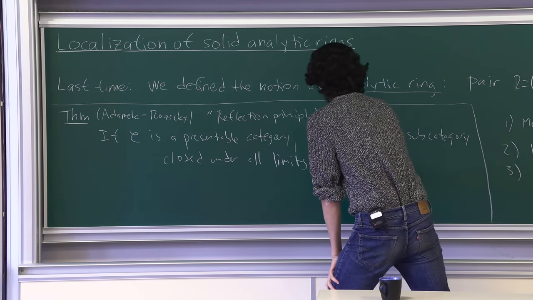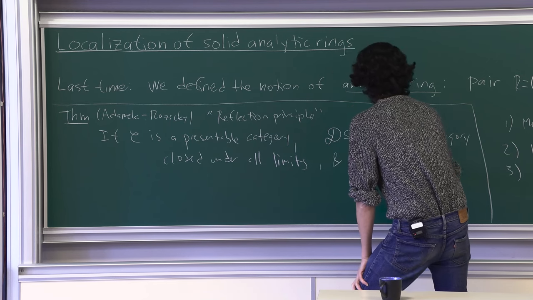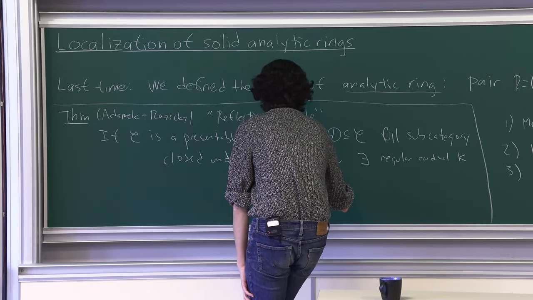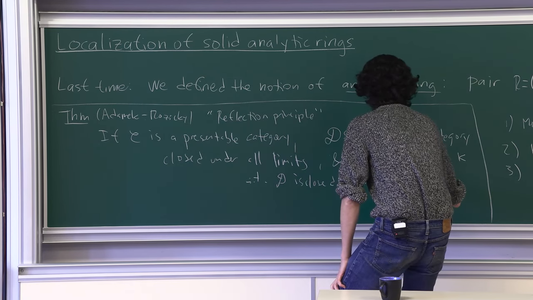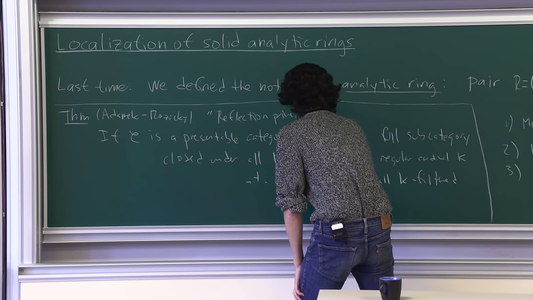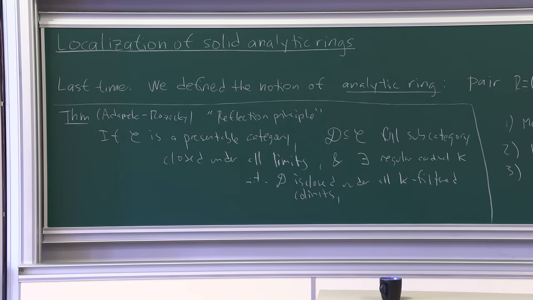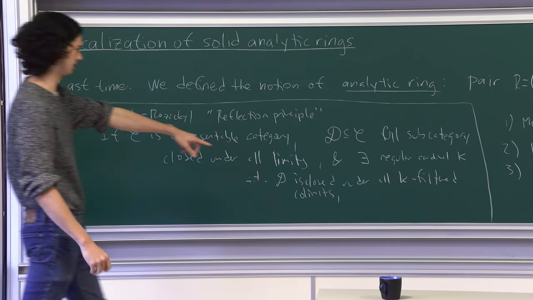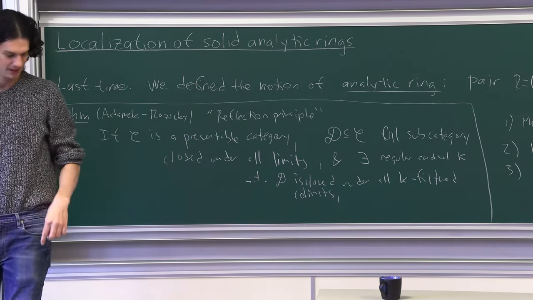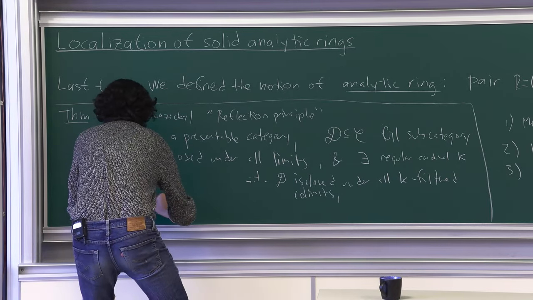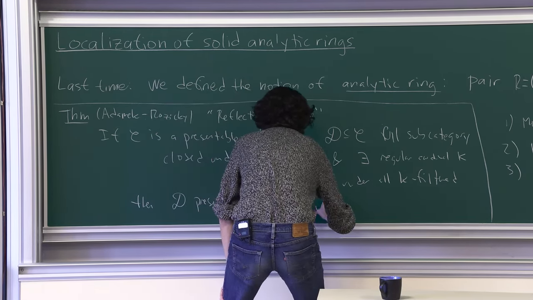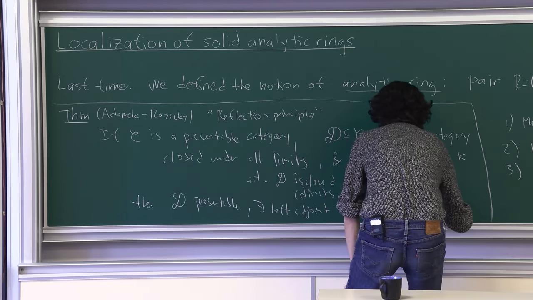But if there also exists a regular cardinal kappa such that D is closed under all kappa-filtered colimits, then D is presentable, and there exists a left adjoint to the inclusion. If kappa is the first infinite cardinal, Aleph naught, then kappa-filtered colimits are just filtered colimits. But if you make kappa bigger, it's a weaker condition that D be closed under kappa-filtered colimits. Okay, so this is nice.